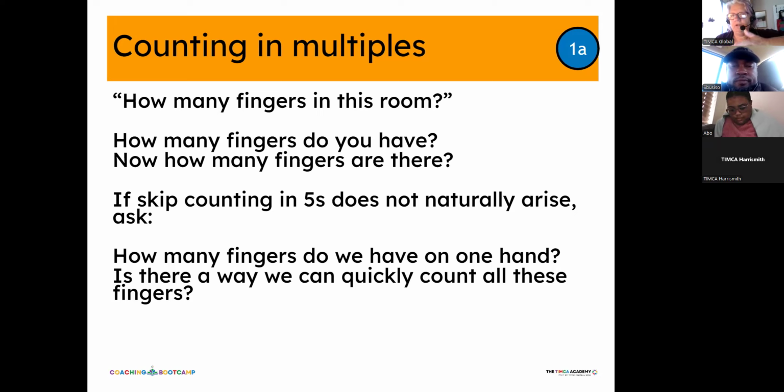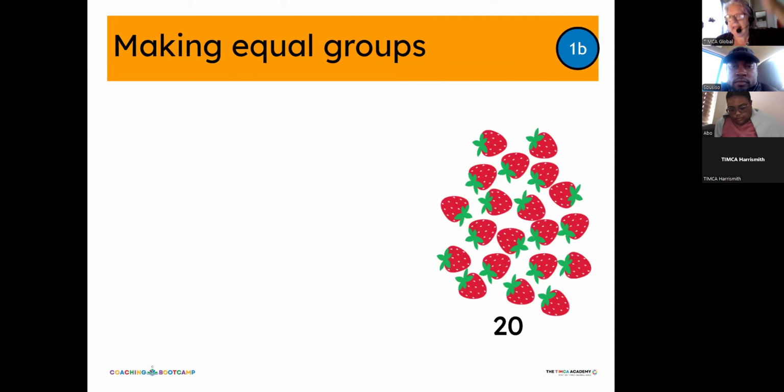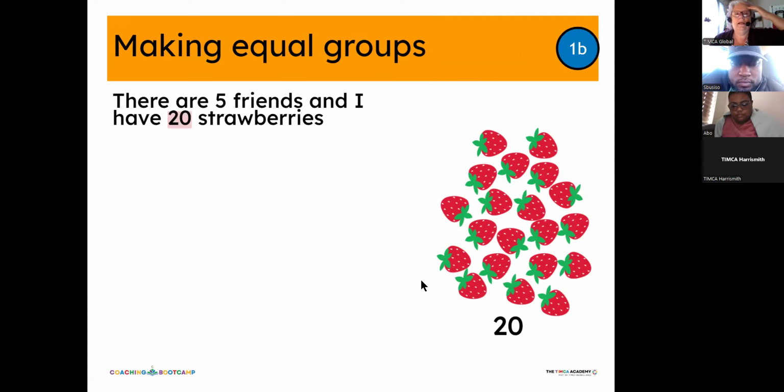And then what we want to do now is to start pushing children to making equal groups. That's the next thing we need to think about from a multiplication point of view, because if we're talking about groups and composite units, then we need to start making groups, and they need to be equal in order for them to be useful for multiplication. So a very simple example here. There's 20 strawberries. There's 5 friends. Hopefully throughout today we're using the idea of 5 all the way through as our number of units.